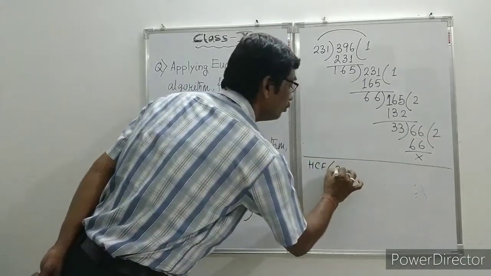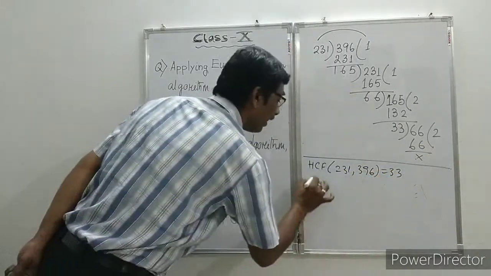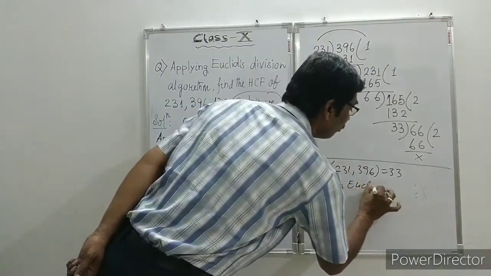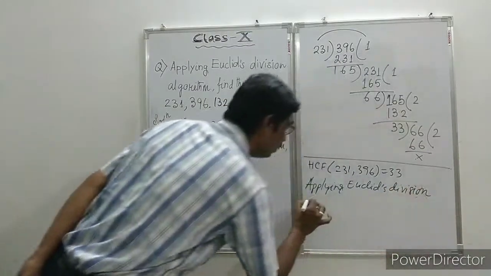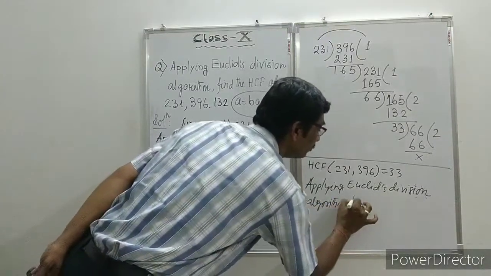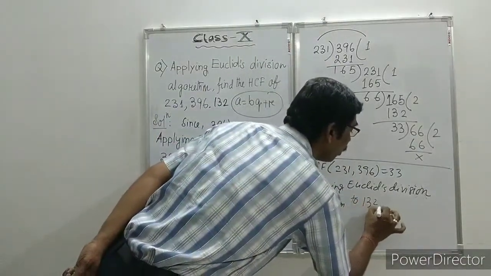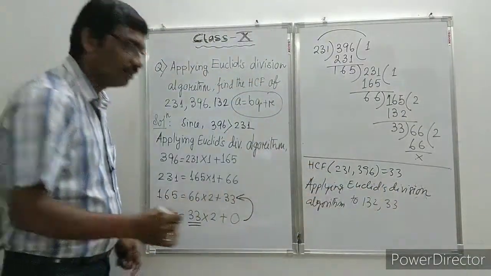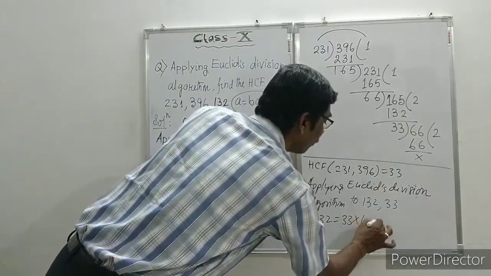Then you write HCF of 231, 396 is equal to 33. Then again applying Euclid's division algorithm to the numbers 132 and 33. You apply the division algorithm to these two numbers. So what will become? 132 is equal to 33 into 4 plus 0.